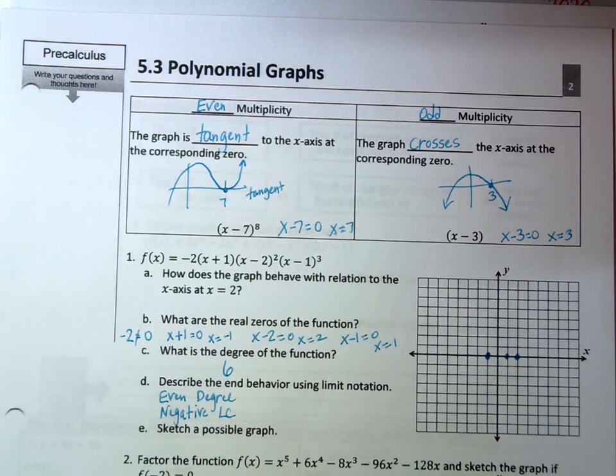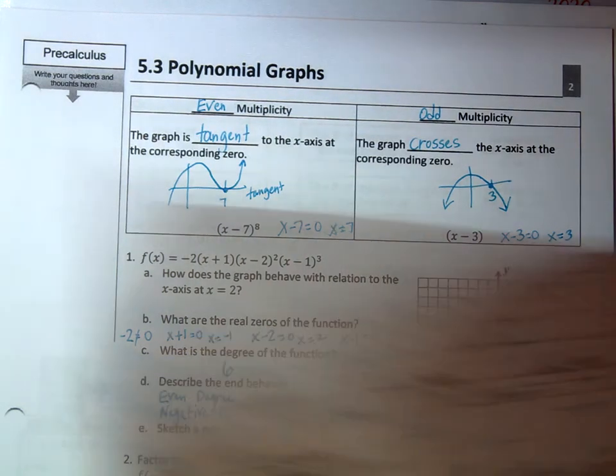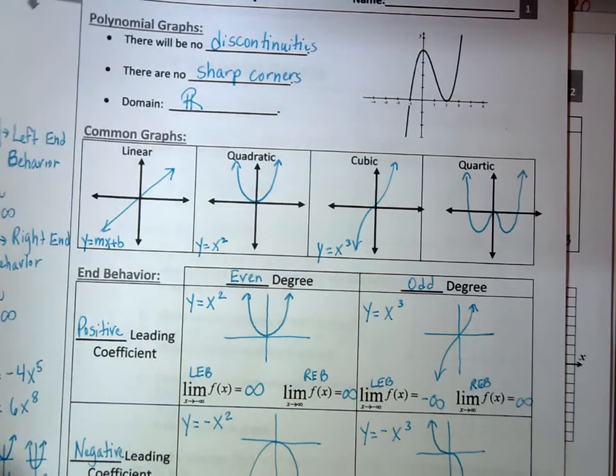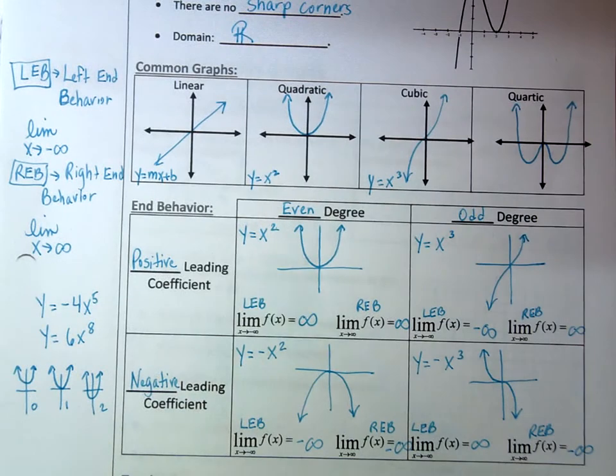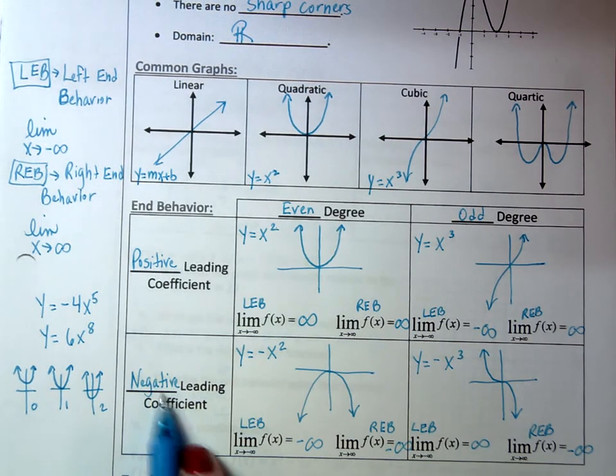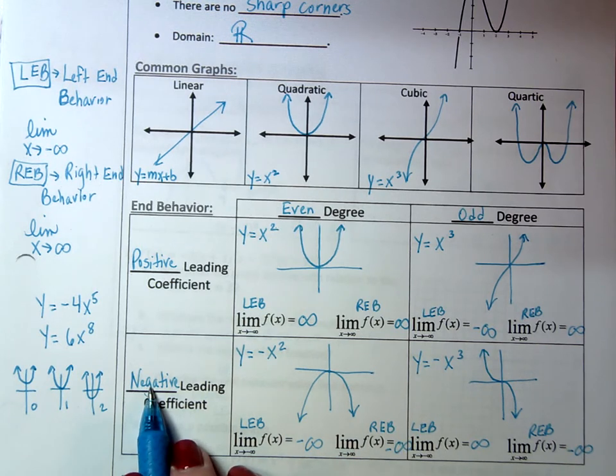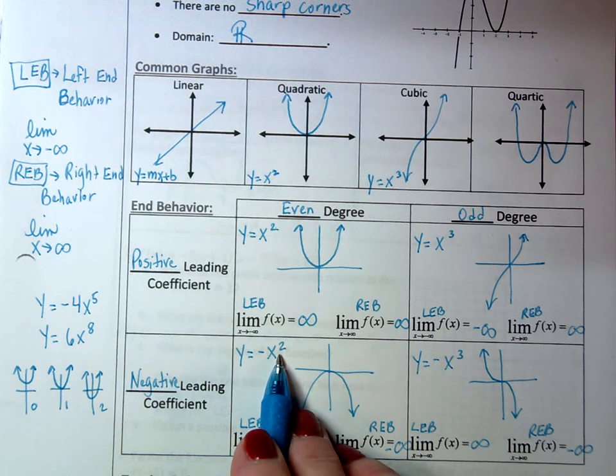That means that if I go back and look at what we did on the first page, if I have a leading coefficient that is negative, and I have a degree that is even, then I know that the left end behavior goes to negative infinity and the right end behavior goes to negative infinity. So it has a negative leading coefficient and an even degree. That's this scenario right here.